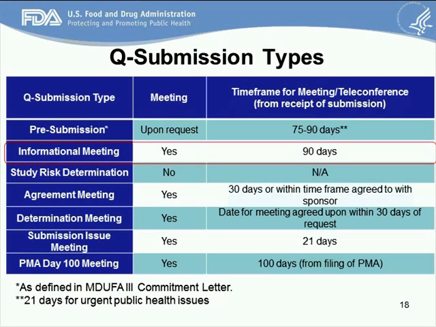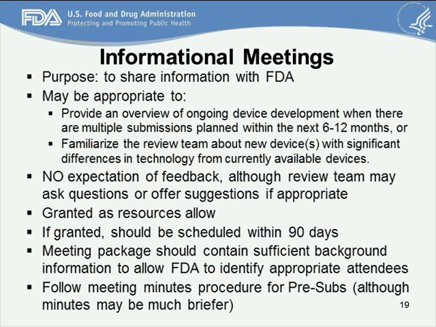The next type of Q submission is informational meeting. The purpose of an informational meeting is for sponsors to share information with FDA. They may be appropriate for providing an overview of ongoing device development when there are multiple submissions planned within the next year or so. This will help familiarize the review team about a new device with significant differences in technology from currently available devices. There's no expectation of FDA feedback. FDA is going to be in listening mode during informational meetings.